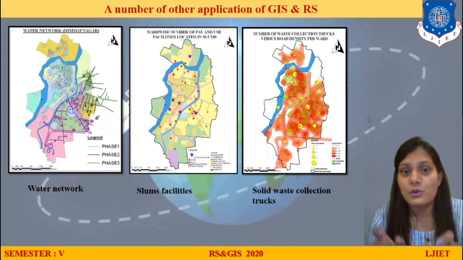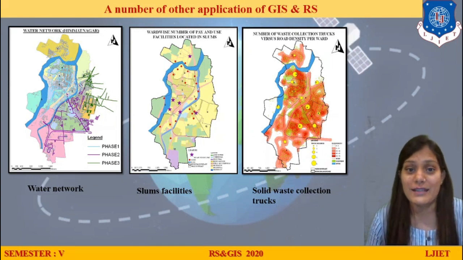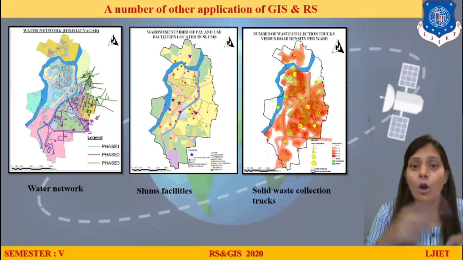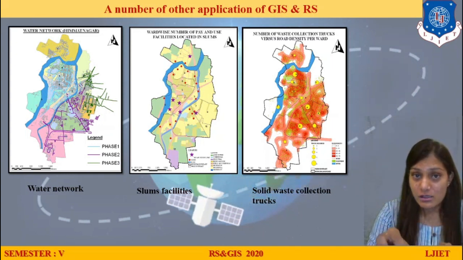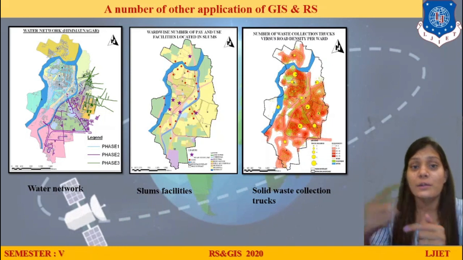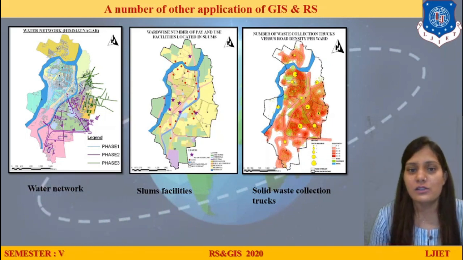The lines which you can see here, that is a vector map. That is done by the digitization process, and then I have done all the analysis and tool applications onto it, and just by having the locations I have decided here where the pay and use facilities should be given, right? So this is an application of GIS.